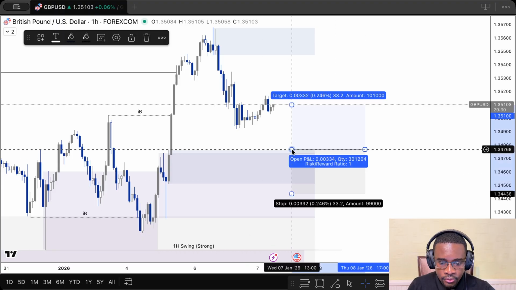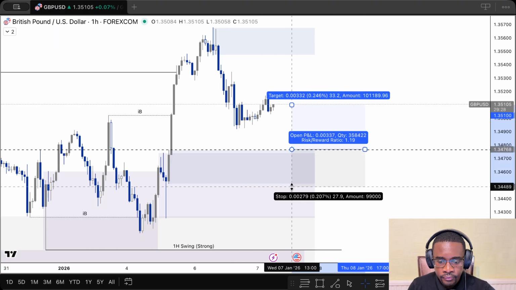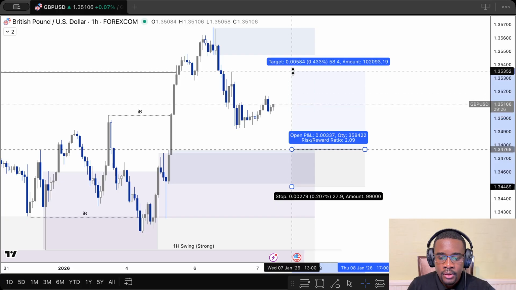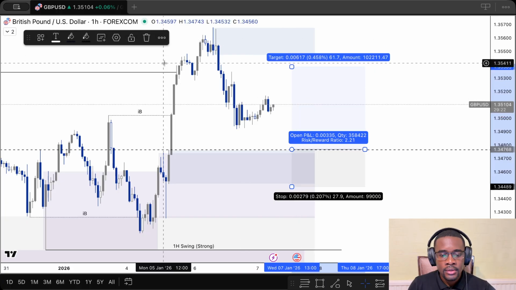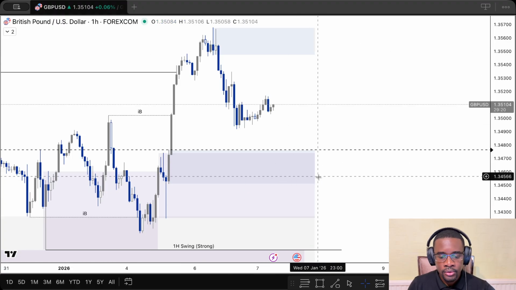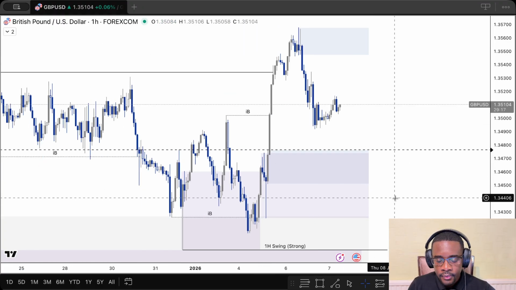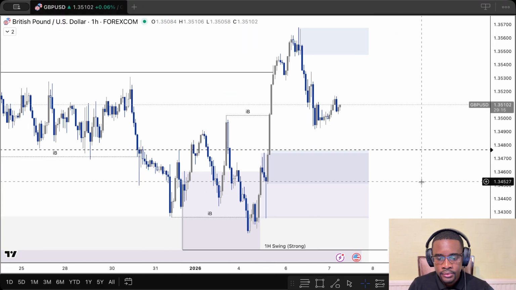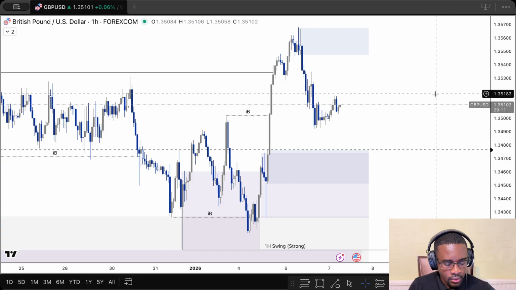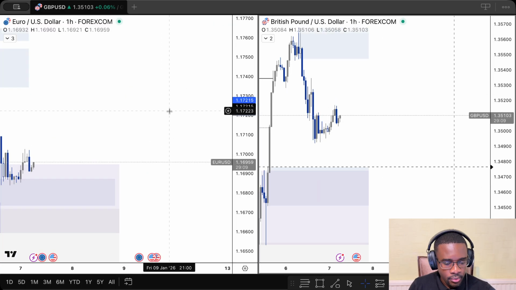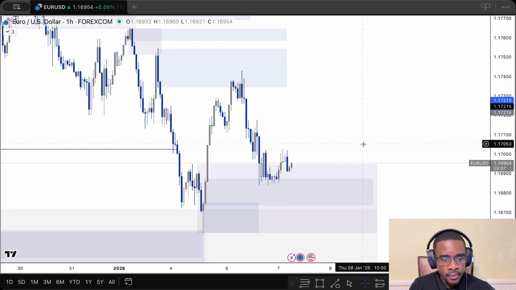So let's see, even if you do, you still get a 2-hour, yep, 2-hour before we mitigate that supply. So this is a good area to look for longs. Okay, that's a good area to look for longs on the 1-hour. So that's for the pound, and then for the daily.